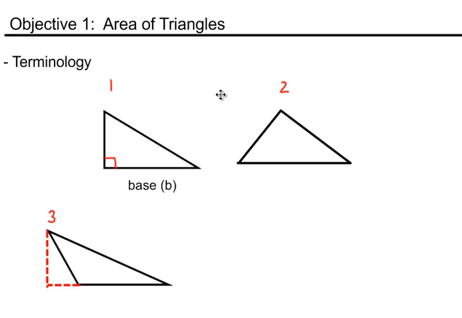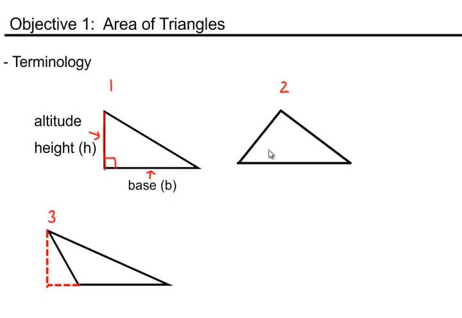Alright, so our first terminology is the base. The base is the bottom leg, or a leg that forms one of the right angles. The other one is called the altitude. The altitude is the other leg that forms the right angle. So that's the altitude, and that's the base. Another name for altitude is height, so we use the letter H, and for base we use B.